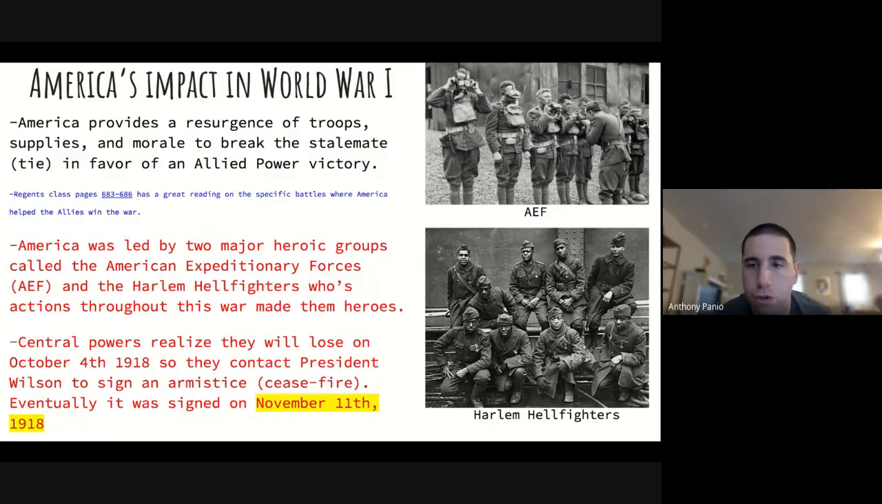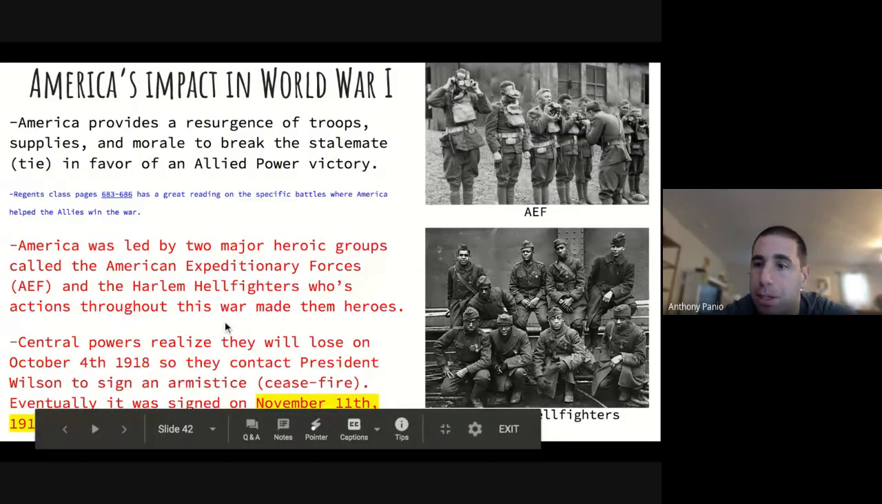Now, there's two major groups that don't get enough credit. America is led by two major heroic groups that I just kind of want to mention. One was called the American Expeditionary Forces, but I just know them as the AEF, which is them here on the top right. You can see them putting on their gas masks for the trench warfare and the chemical warfare. That's something that we've already talked about last time. You see the gas masks that they're putting on. And the other group was the Harlem Hellfighters, whose actions throughout this war made them heroes.